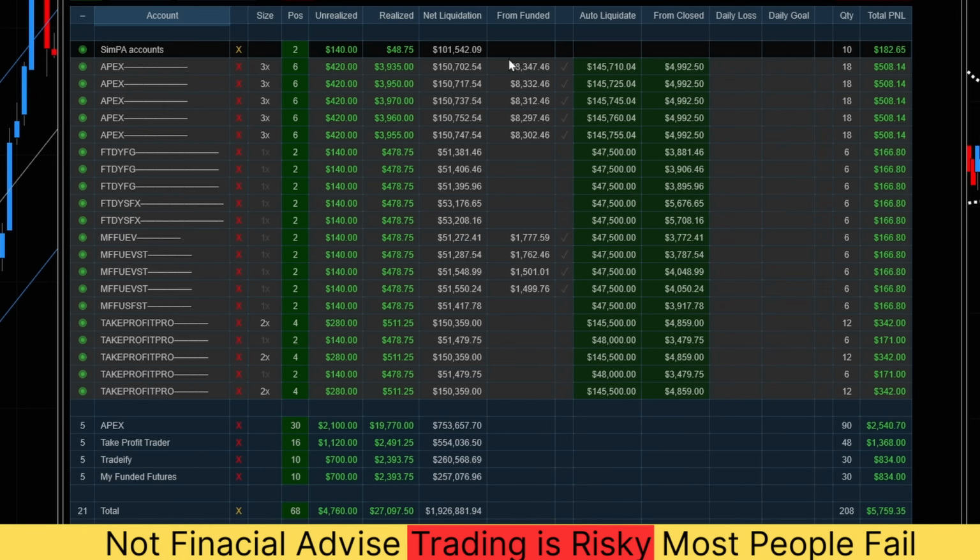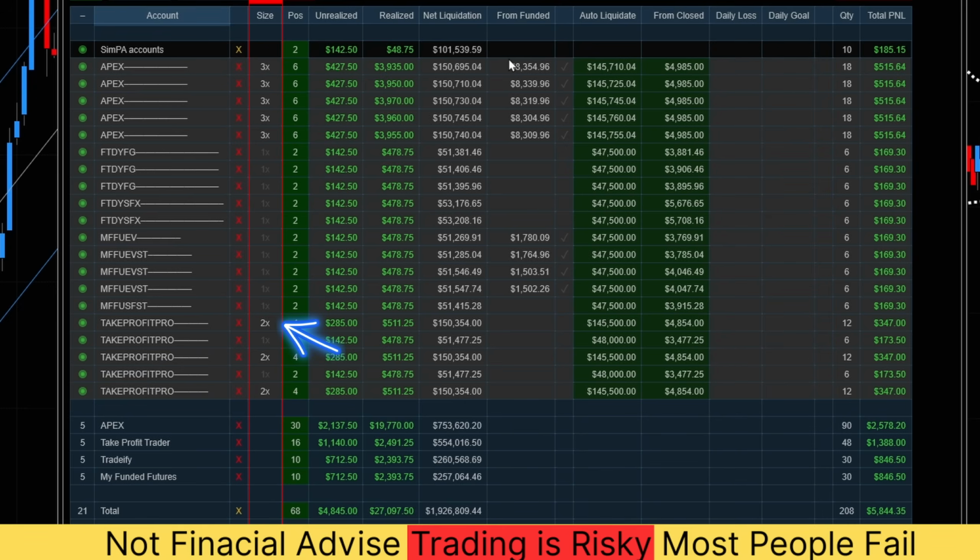All the Apex accounts are 150K account sizes. And all the other accounts, My Funded Futures and Tradeify accounts, are all 50K accounts. Now, if you look right here in the column where it says size, this is one of the features of the copier that I use. You can see with the Apex accounts, since they're larger account sizes, it says 3 times. So if I place 1 micro trade, it's going to place 3 micros in the Apex accounts.